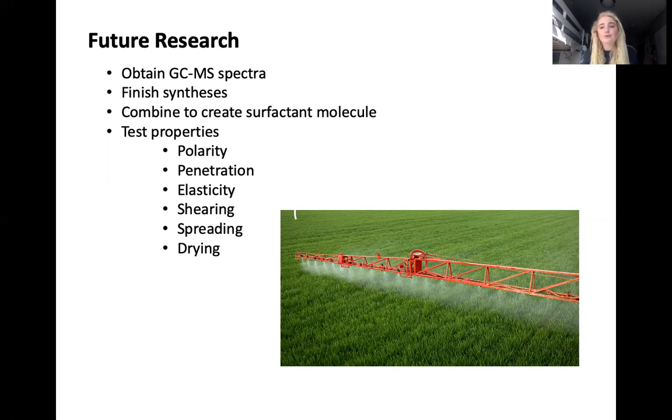So unfortunately, I don't know for sure if those carbohydrate molecules or fatty acid molecules were successfully synthesized, or how pure they are. So that will be the task for the next student, to verify that those were synthesized. And then once those are verified, they will be combined to create the surfactant molecule. And then the properties of interest that they will want to test for may be polarity, penetration, elasticity, shearing, spreading, and drying. Those can be tested in a variety of ways, but those have not been done yet. So that is what the future of this research looks like.